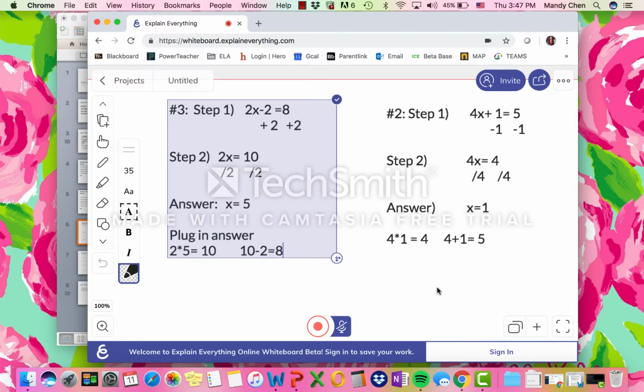And with that being said, thank you for your time and your patience. This is how we do a two-step equation model.